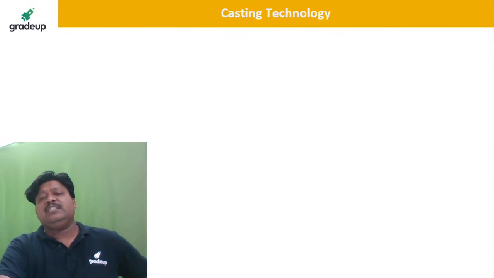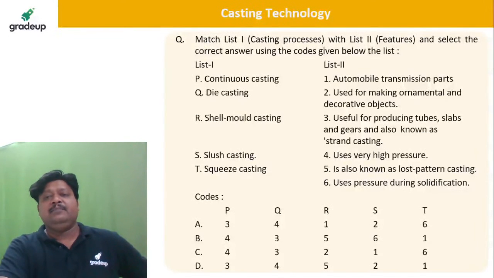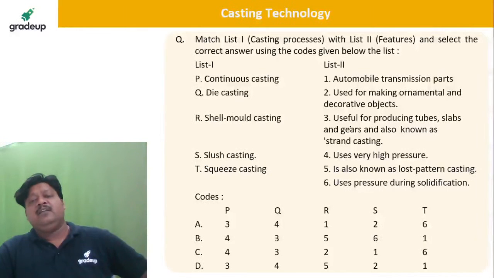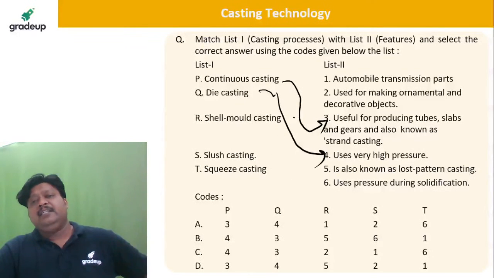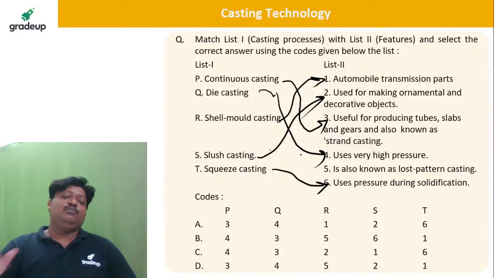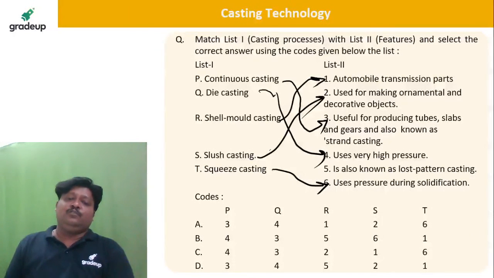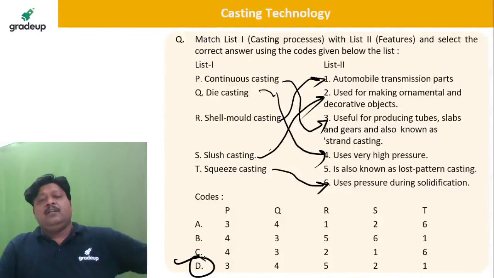So these questions can be very easy, this also very easy. We are running short of time. Just tell me, match the pair, what is the answer? Continuous casting, which is also known as strand casting. Long continuous slabs of material are manufactured by this, so it is P3. Die casting uses very high pressure. Shell molding, automobile transmission parts, that is correct. Slush casting, used for making ornamental decorative parts or objects. Squeeze casting, yes, you apply pressure during the solidification of the molten metal, so this is correct. So it is P3, Q4, so option D, I hope it is correct. Option D, it is correct.